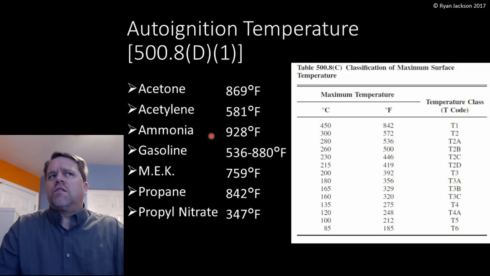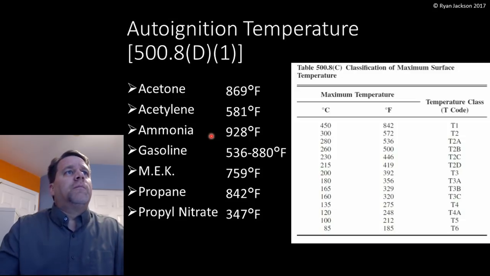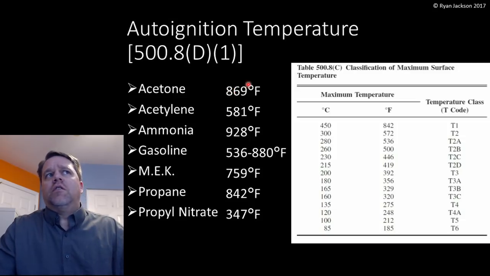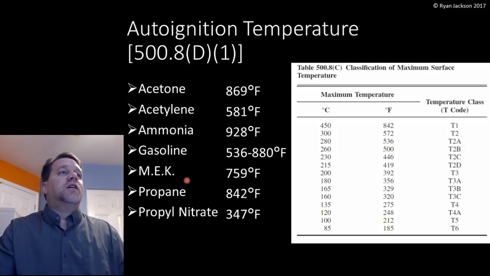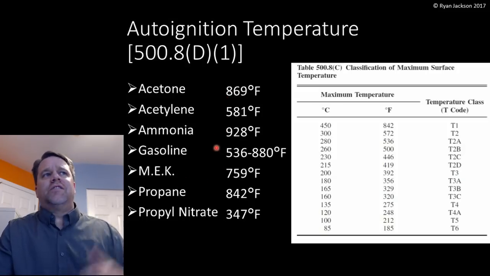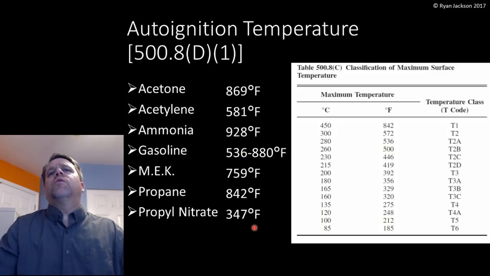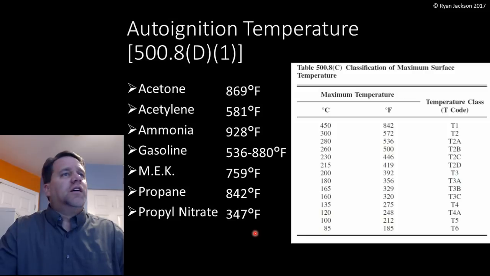Now, a T3 luminaire is a pretty cool running luminaire. Acetone requires 869 degrees F to blow it up. Ammonia is 900 plus. NEC 750, gasoline 530. But what if I'm doing a building that's hazardous due to the presence of propyl nitrate? Very low auto ignition temperature, only 347 degrees F.